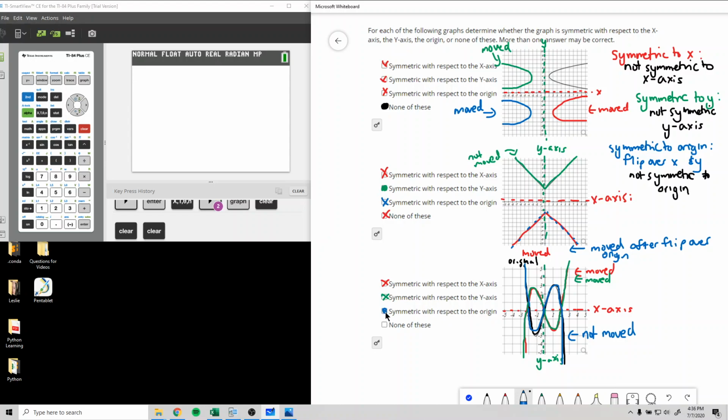Very often, the hardest ones are when it's not symmetric to the x or y, but it is symmetric to the origin. One way to know when this happens is if when you flip it over the x and the y, they're in the same spot. Okay, so if the x flip and the y flip are on the same spot, then it will be symmetric to the origin. That's a handy way to think about it. If they're not on the same spot, then it's not going to be symmetric to the origin.